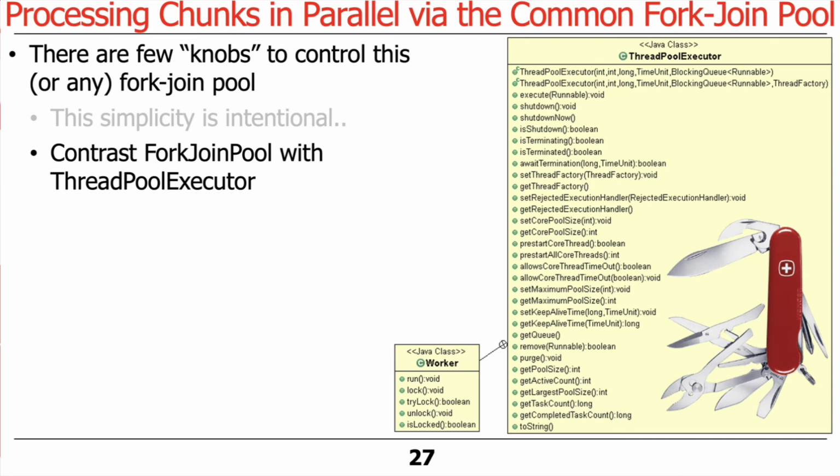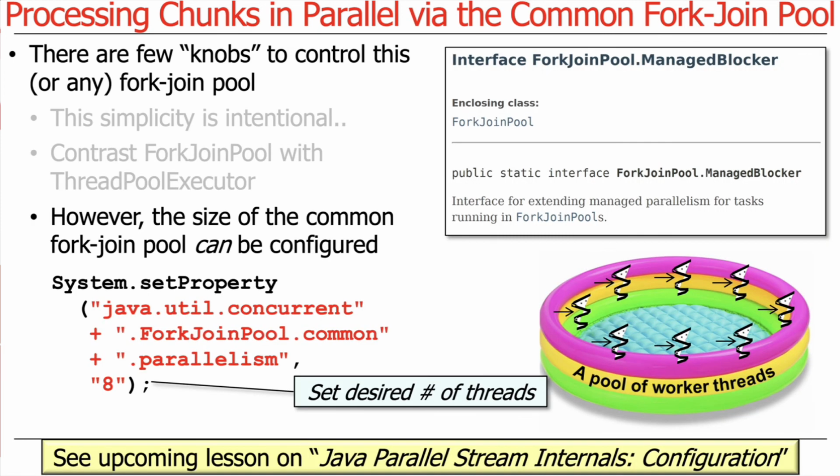In contrast, if you take a look at another thread pool mechanism that's been available for about the past 15 or so years, the ThreadPoolExecutor, that has a lot of knobs. It's like the Swiss Army knife of concurrency models. And it's very complicated. You can control all kinds of things, but it also gets a little bit unwieldy.